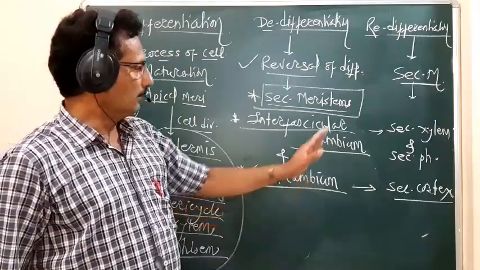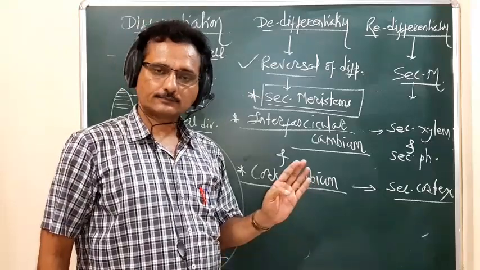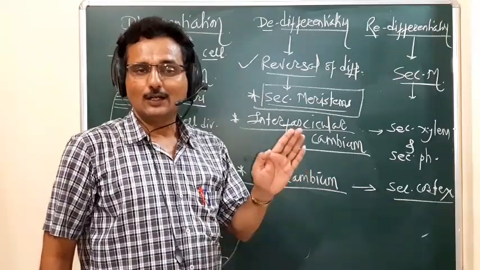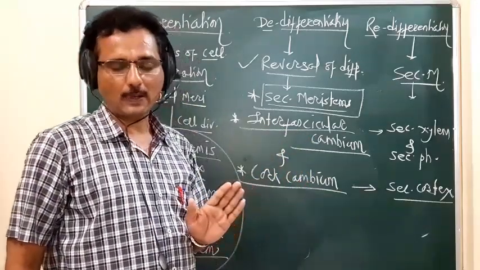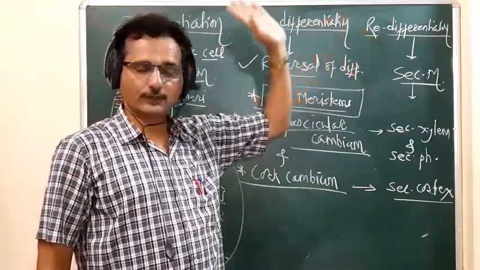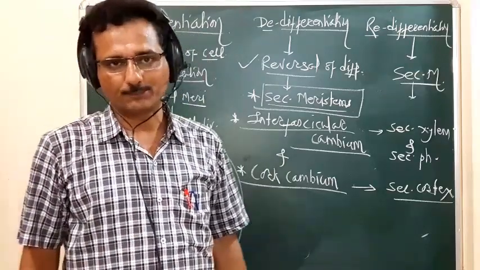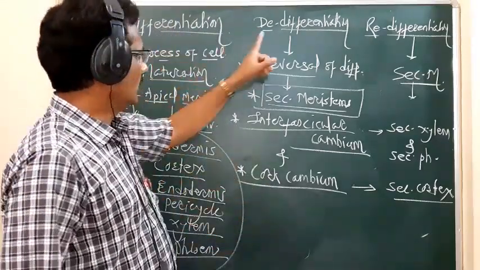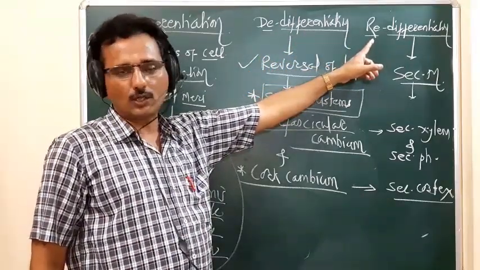So remember, in the redifferentiation there is again formation of the permanent cell or the differentiated cell, the mature permanent differentiated cell, from the meristematic tissue. It is called redifferentiation. So you remember student, I think you understand these three processes: differentiation, de-differentiation and re-differentiation. Let's see in short in Marathi.